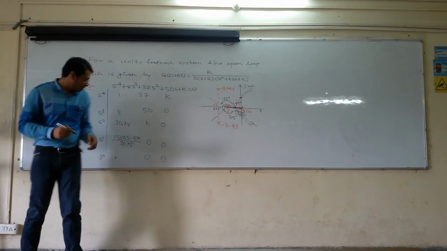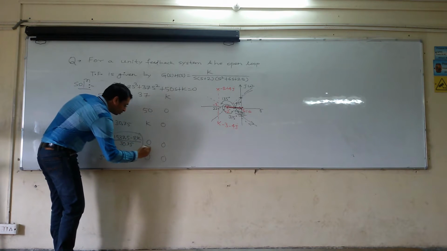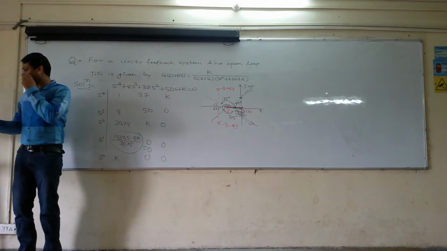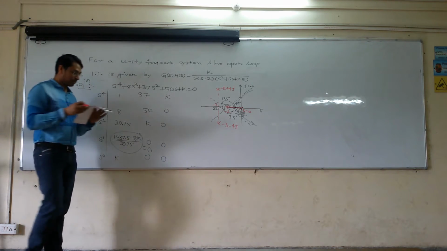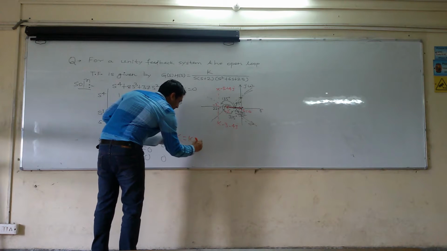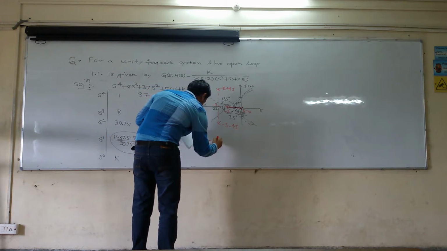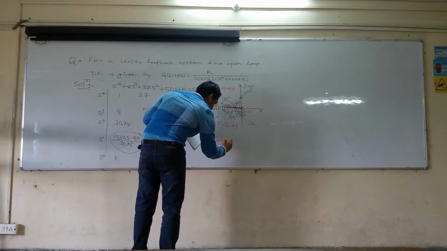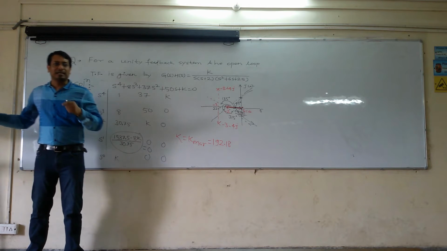So put this value equal to 0. What is the value of k? Or you can say the k marginal. So you will get the value of k. I am going to say this is k marginal. This is what? 192.18. Correct?